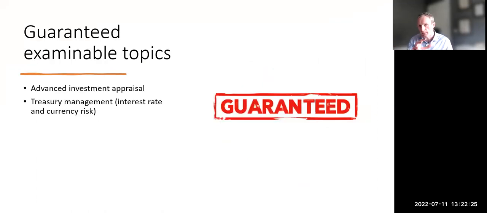On this paper, you're guaranteed that 2 topics will come up on every single diet. The 2 topics that are guaranteed are advanced investment appraisal and treasury management. Advanced investment appraisal means you're going to have to be able to calculate an NPV, an IRR, an MIRR, an APV, the duration of a project. You might have to deal with real options that exist in a project and put a value on those real options, but something with regards to investment appraisal is guaranteed.